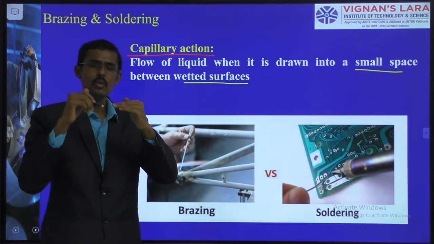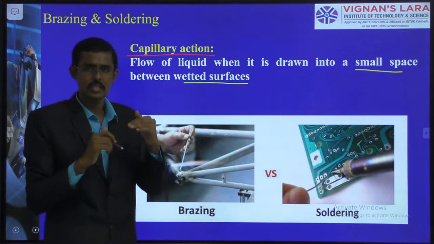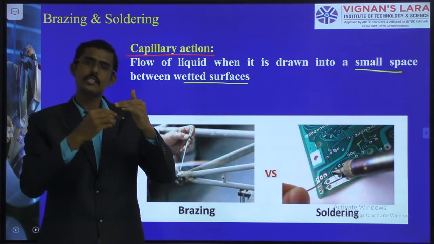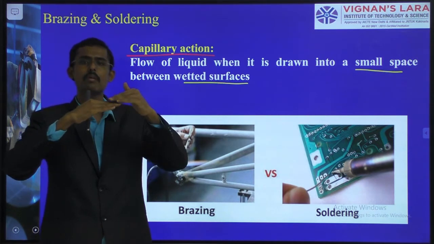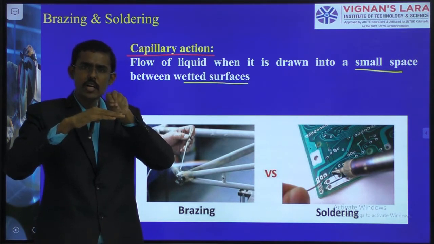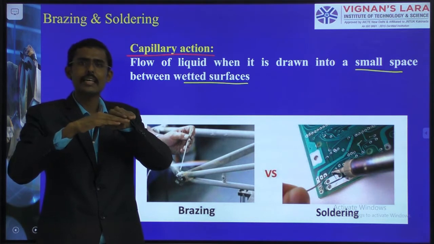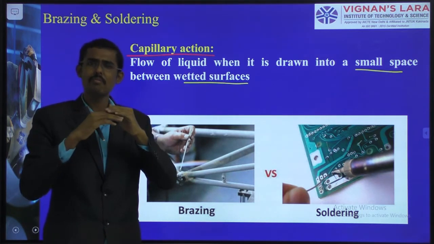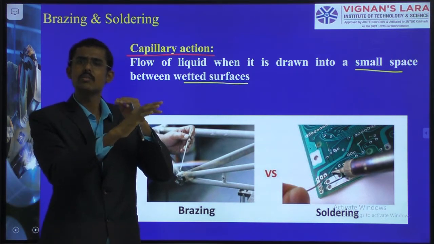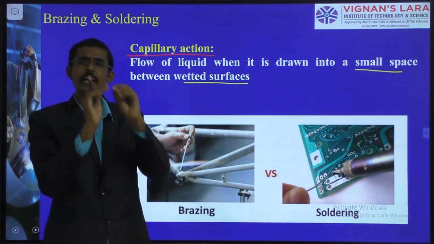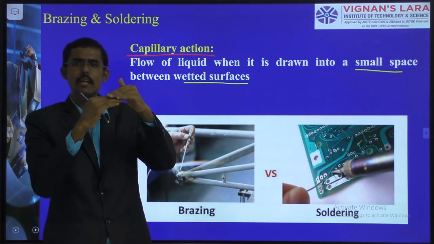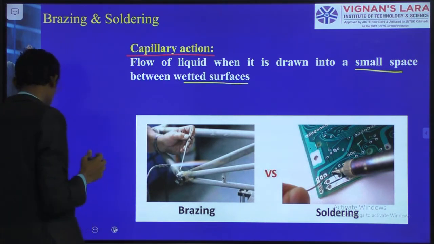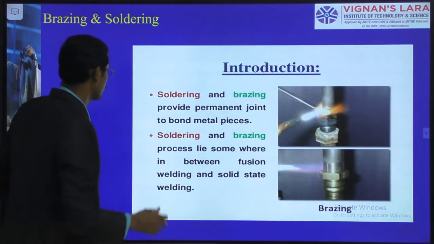But here we are going to use the capillary action method in such a way that we melt the filler metal and permit it to flow inside the gap between member A and member B. This fluid filler material will go between the gap. Maybe the gap is very small, less than 1 mm, less than 0.5 mm, and the fluid goes inside by capillary action, and there it solidifies in such a way that both member A and member B are joined well. So that is how we use capillary action in brazing and soldering.